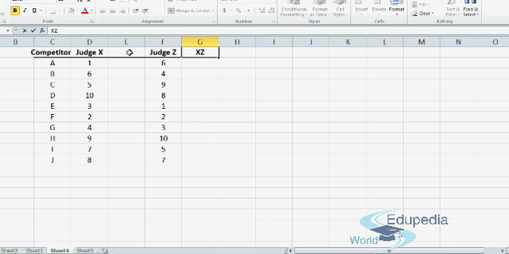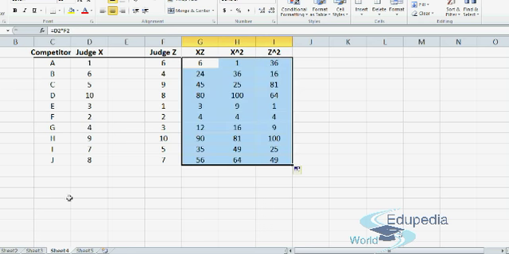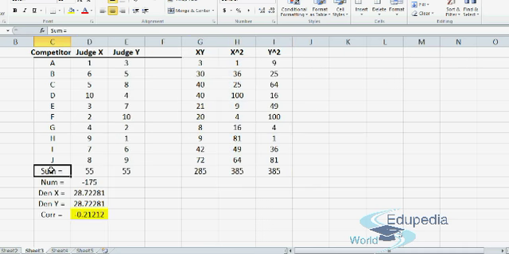multiply x and z, then find the square of x and find the square of z. This is the product of these two numbers. Here this would be the value of x raised to 2, and this would be the value of z raised to 2. Okay, then let me drag it down to all the cells here, and then take the sum of this.